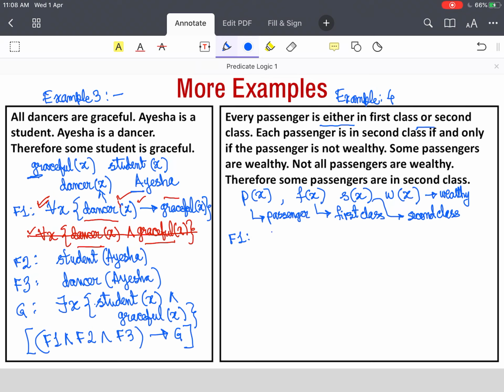If we use an inclusive or, then we will write passenger X implies first class or second class. For all X, passenger X is in the first class or in the second class.